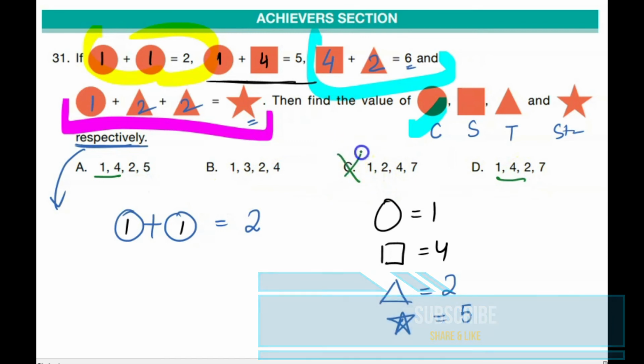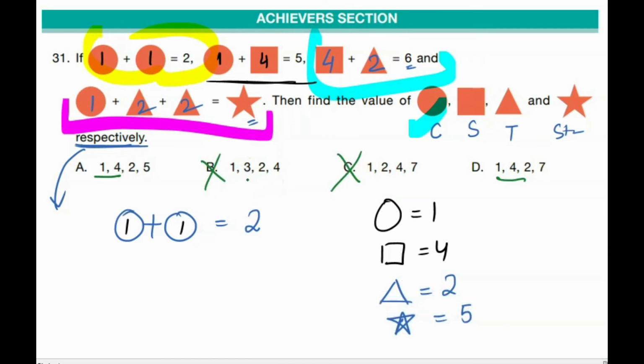We cannot select C and D as C is having 3 and 2 as the value of square, and B is having 3 as the value of square, and we have the value of triangle 2, not the square 2. So B and C are cut. Now 1 for circle, for square it's 4, done. Now we have to tell the value of triangle. So triangle is what? 2. So 2 is the third shape, right? So options A and D are correct till triangle.